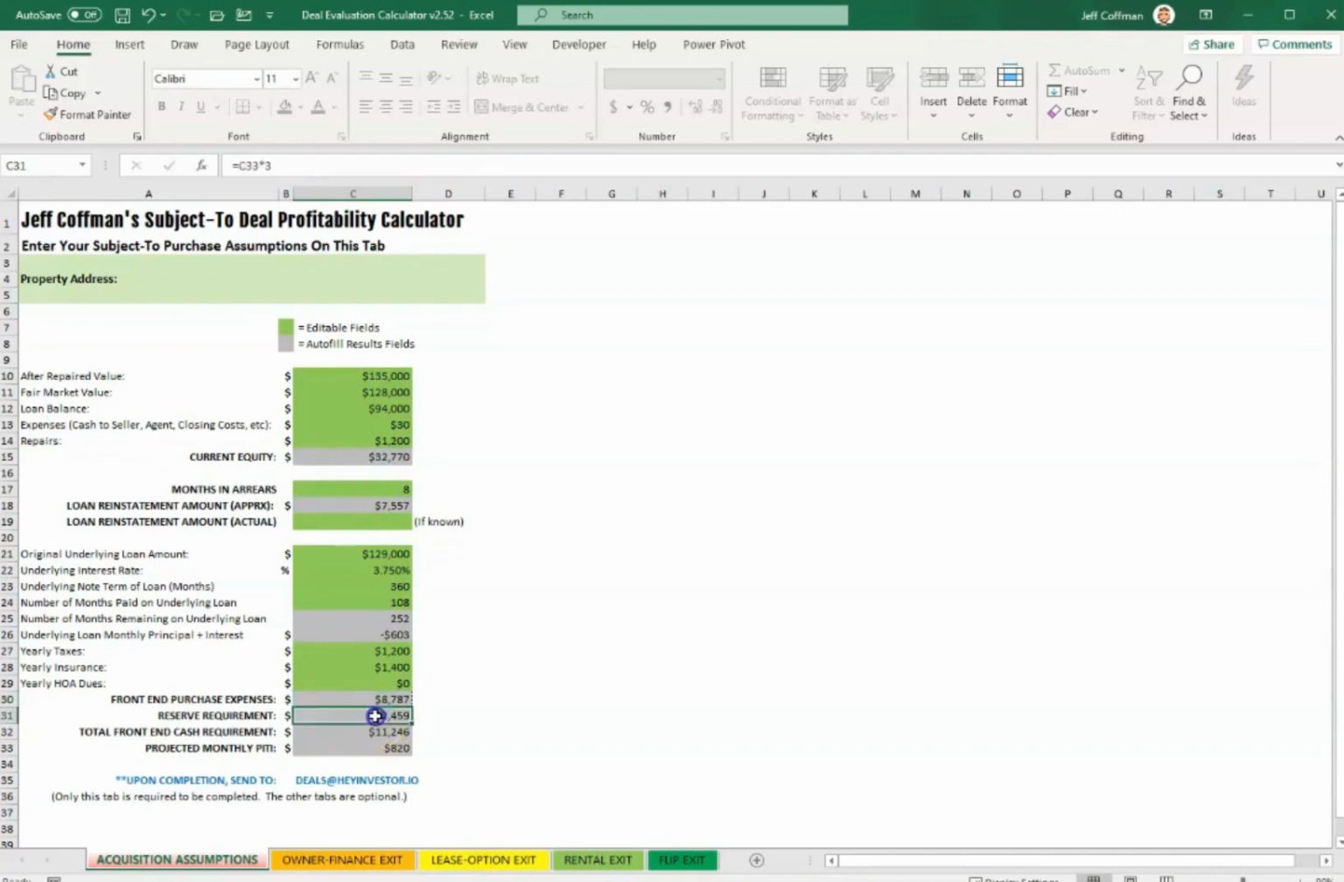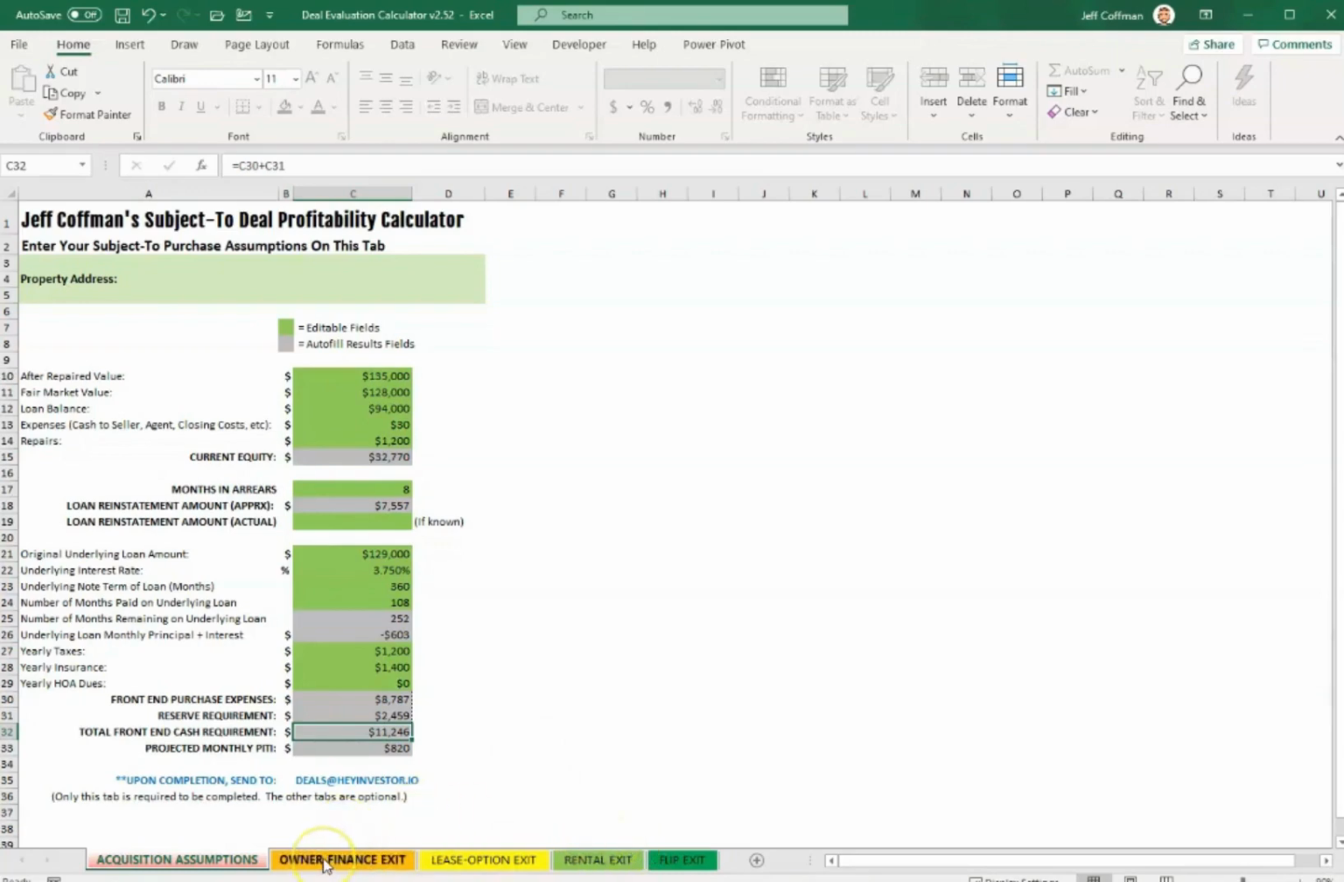Now, on every deal I do, if I'm going to buy and hold it, I need reserves. I need a minimum of 3 months reserves. So what we do is we take our monthly PITI, which is principal, interest, taxes, and insurance, and multiply that by 3. That's my reserve requirement. So my total front-end cash requirement, everything that I need up front, is $11,246.